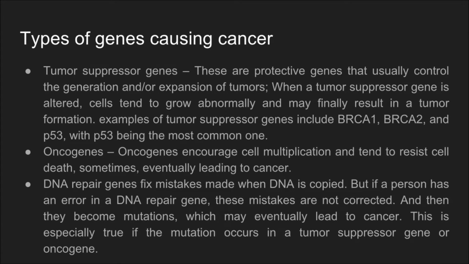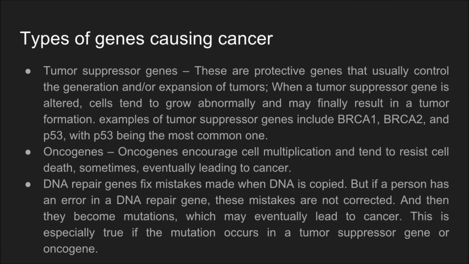There are three types of genes that cause cancer. Tumor suppressor genes. These are the protective genes that usually control the generation or expansion of tumors. When a tumor suppressor gene is altered, cells tend to grow abnormally and may finally result in tumor formation. Examples of tumor suppressor genes include BRCA1, BRCA2, P53, etc.